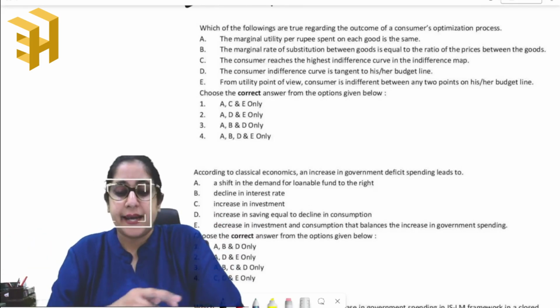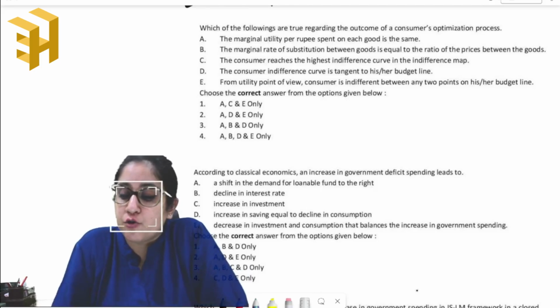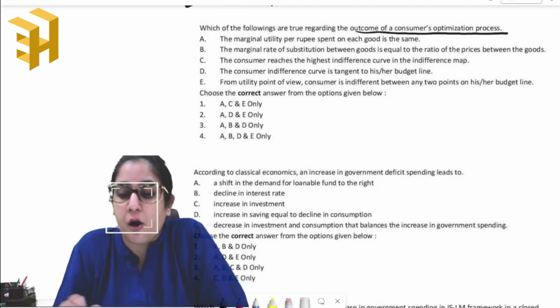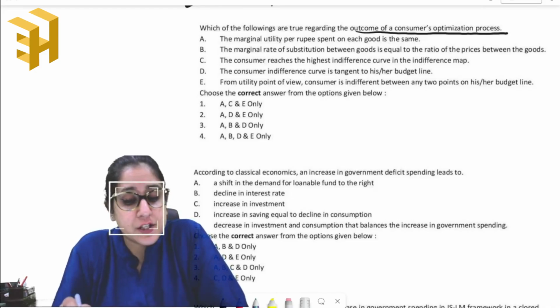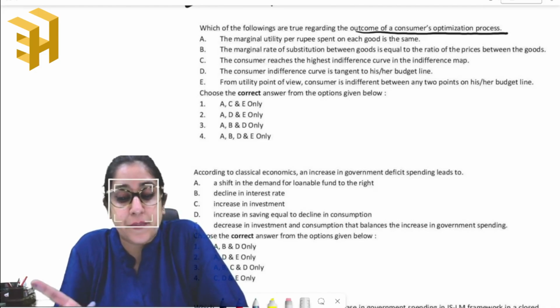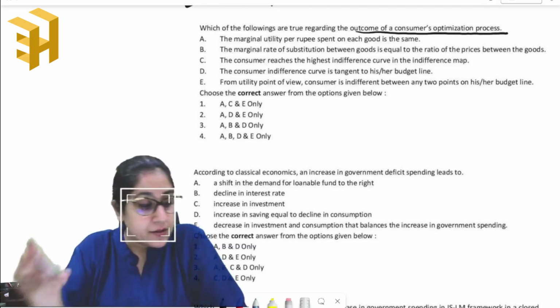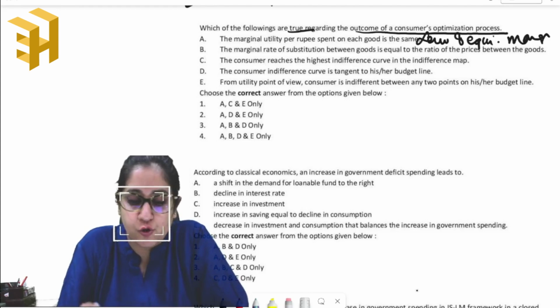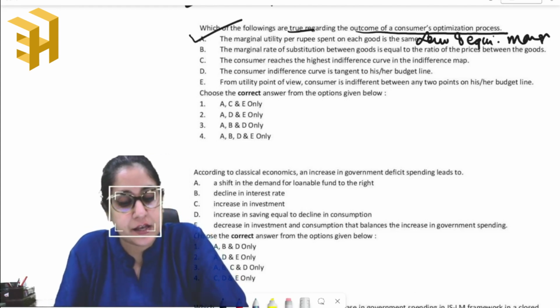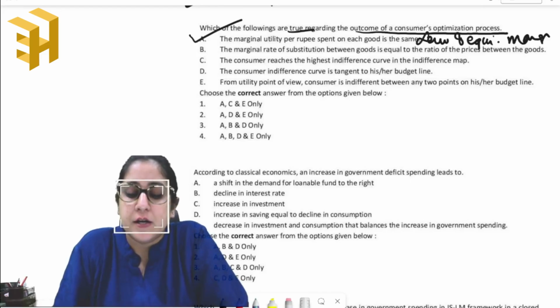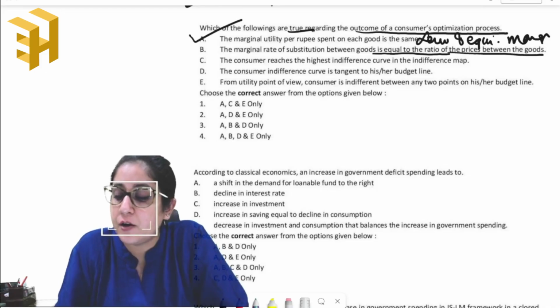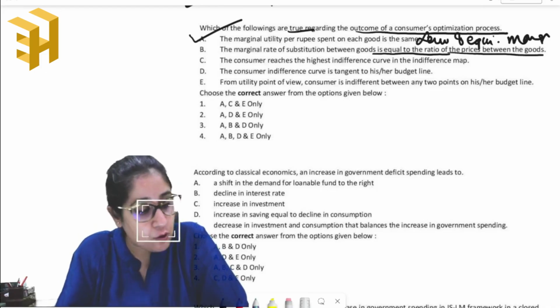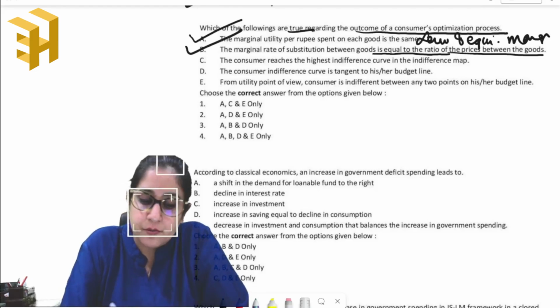Okay, next question. Which of the following are true regarding the outcome of a consumer's optimization process? The first statement is that marginal utility per rupee spent on each good is the same. The law of equimarginal utility. Right? Equimarginal utility. True. A statement is true. So A is there in all the 4 options. Moving on. The marginal rate of substitution between goods is equal to the ratio of the prices of the goods. This statement is also true, right? So B is also right.